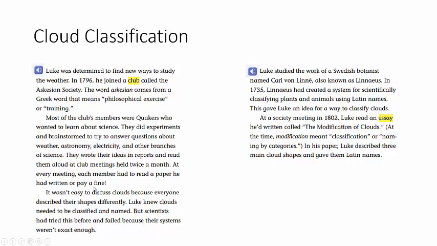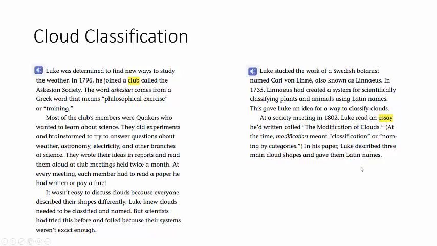Okay, so twice a month or every other week, you had to write a paper and present it. You had a scientific paper and present it, or else you paid a fine. And this was a voluntary club. Well, it was actually in 1802 that he went to one of these meetings and he wrote his paper, The Modification of Clouds, or the Classification of Clouds.